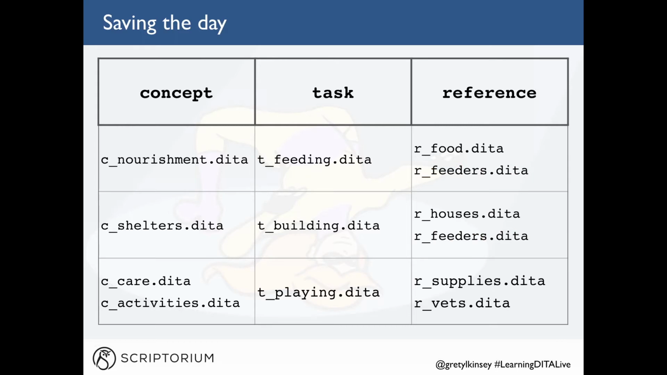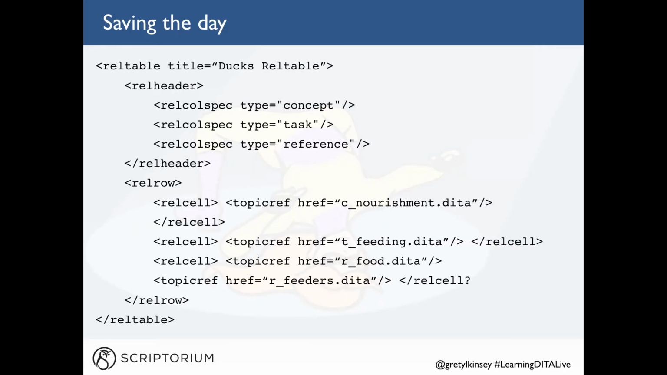So what does a rel table look like in DITA XML? Let's take a look at some sample code. This is the code view of the rel table that we just saw previously. And the first thing that you have is the relTable element. This is just a container element for the entire rel table structure. And that element includes a title attribute where you can name the rel table. So we've called that ducks rel table here.